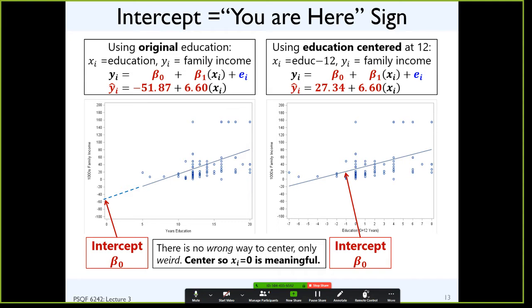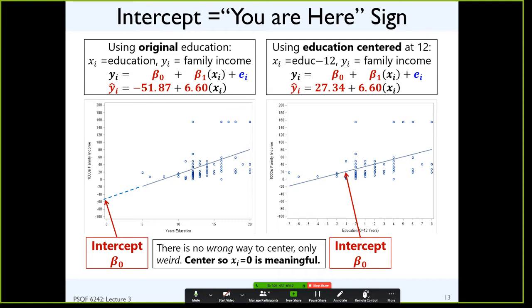So now my reference point is somebody who has a high school degree. In this data set, they are predicted to make about $27,000. For every year past high school, this line suggests that you're going to make another $6,600. This is the best guess according to the model. More specifically, the way that it came up with these numbers is as the numbers that make this set of e's the smallest they can possibly be.